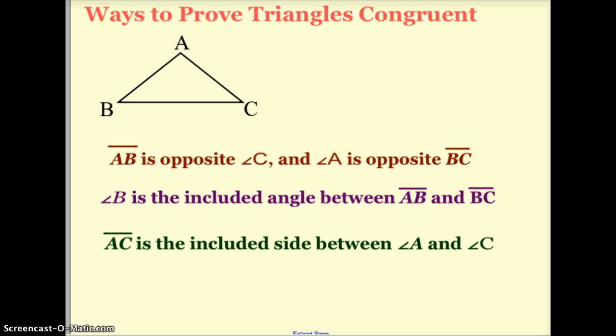Take a look at this particular triangle because there are some things that you need to know before we can move on to the next postulate. Notice that side AB is formed by angle BCA. It's opposite angle C, and angle A is opposite of line BC. B is called an included angle. That angle is in between AB and CB. AC is the included side between angle A and angle C.